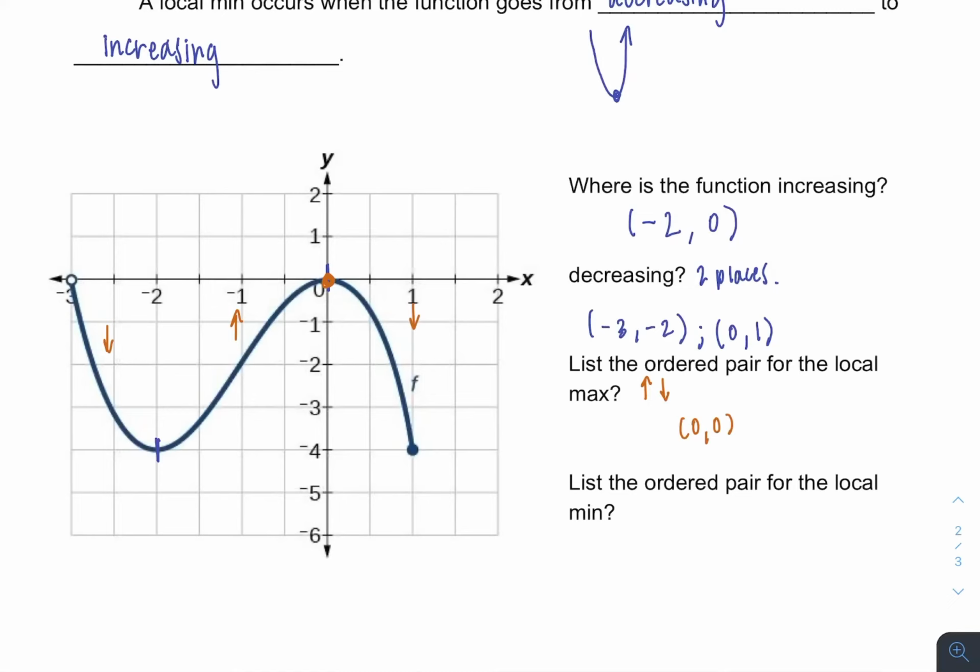And then for the local min, it's where it goes from decreasing to increasing. So it's going to be at (-2, -4).